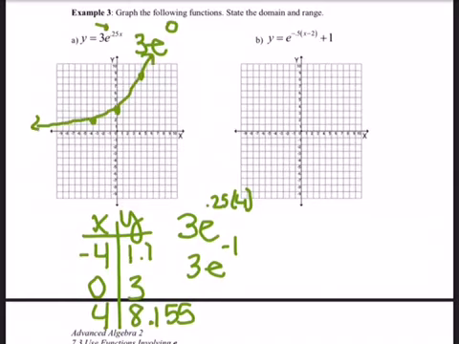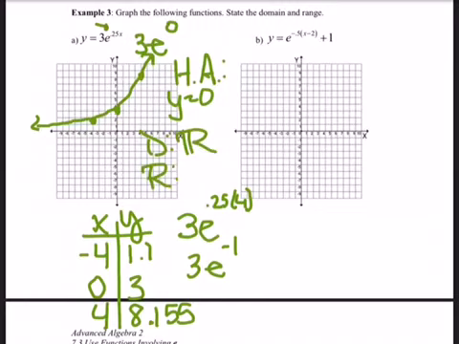Notice with the graphs that we were doing before, where the base was a number other than e, we still have a horizontal asymptote. There's nothing I can plug in for x that will magically make this 0. So the graph still approaches y equals 0. That's still my horizontal asymptote. My domain is still all real numbers. I can plug in whatever I want for x. And my range is 0 to infinity, just like it's been in the past, not including 0 because the graph will never actually equal 0.